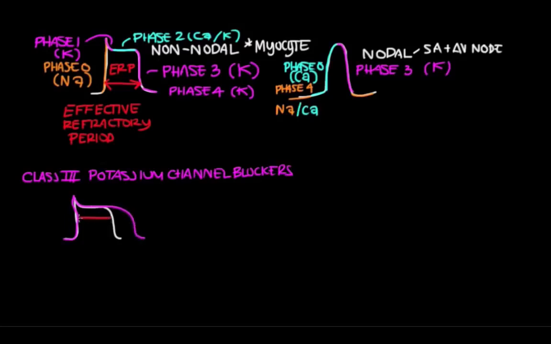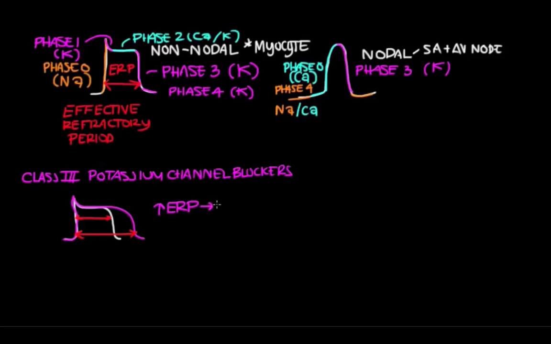Well, where we once had an ERP this long, our effective refractory period is now this long. Just like with the class 1 drugs, when we increase our effective refractory period, there's more time between depolarizations, meaning there's more time between heartbeats, meaning you are slowing down the heart rate. And potassium channel blockers are great for treating SVTs and VTAC. But something important to note is that your phase 3 of the action potential corresponds to your QT interval on EKG.